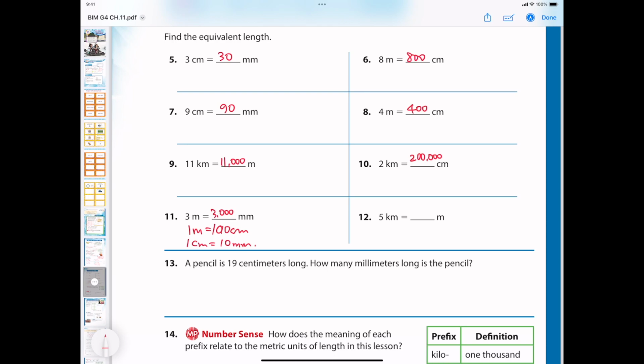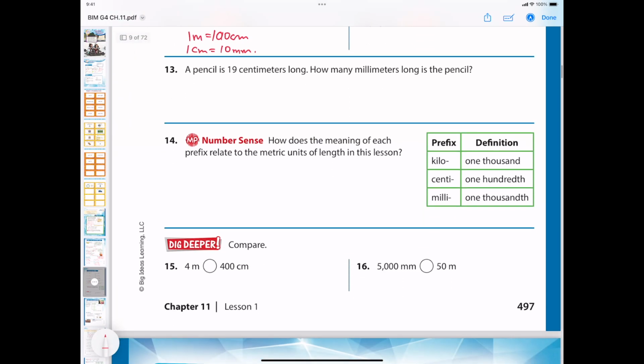Okay, now let's go for 5 kilometers is equal to how many meters? 5,000, right? Okay, now a pencil is 19 centimeters long. How many millimeters long is the pencil? So 19 centimeters to millimeters. 19 centimeters is equal to what? You need to multiply by 10, right? To make millimeters.